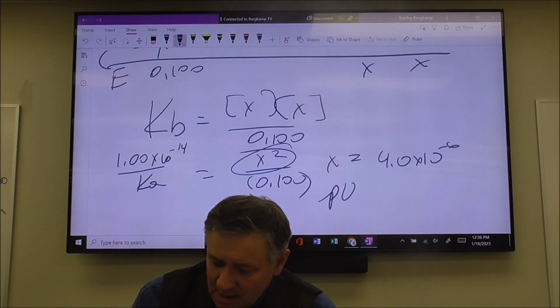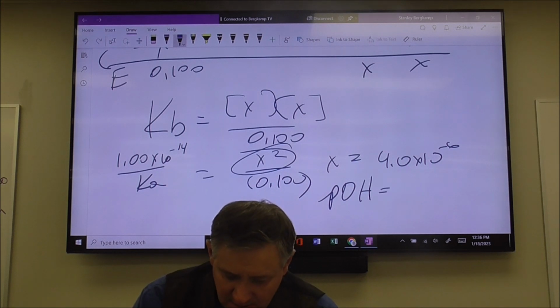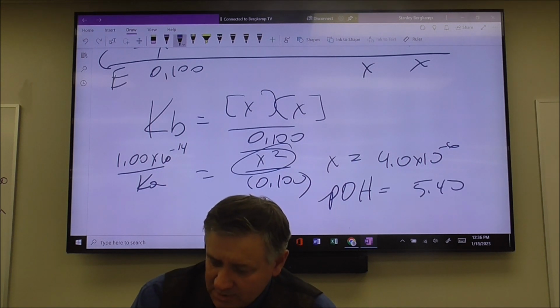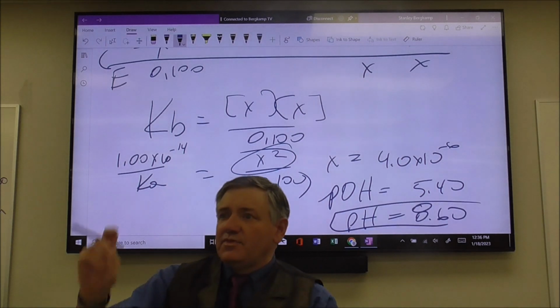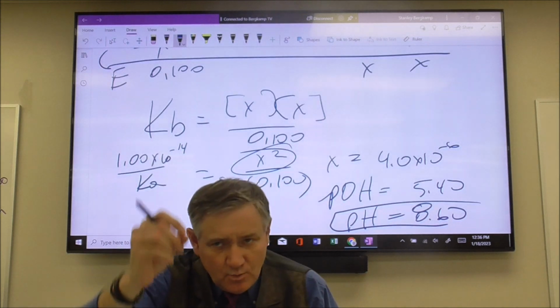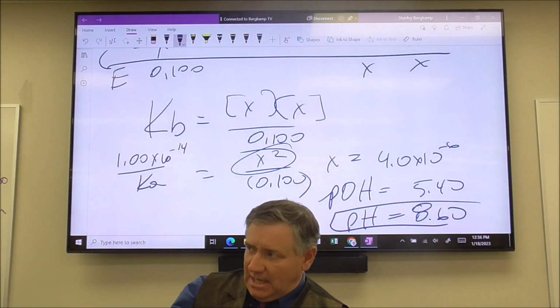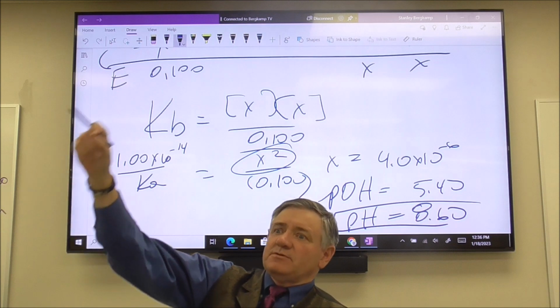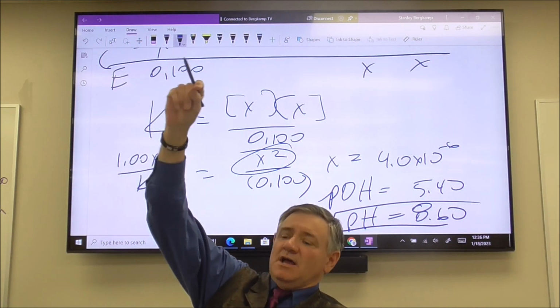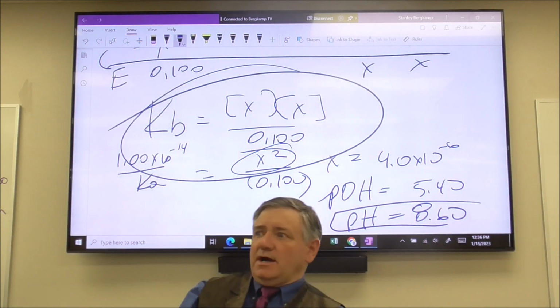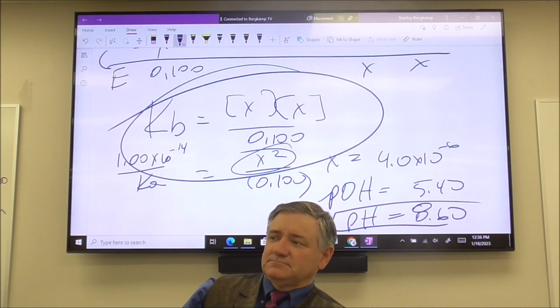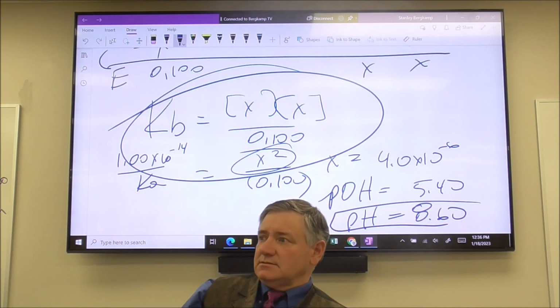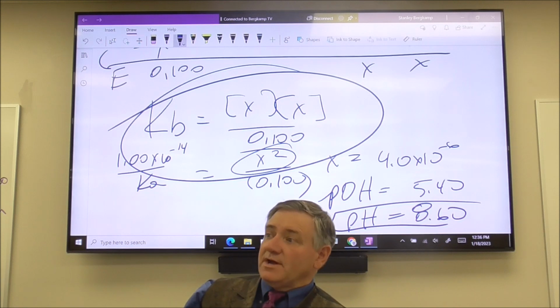If you take the negative log of that, you get a pOH of 5.4, which gets you a pH of 8.60. This is why when you neutralize a weak acid, the pH is not 7. The pH is above 7 because you start a secondary reaction that generates hydroxide ions, which you do not have to worry about if it's a strong acid. And which Ka value would you use for that? You'd use the Ka of acetic acid, or excuse me, of benzoic acid, of whatever that acid is that you start with.